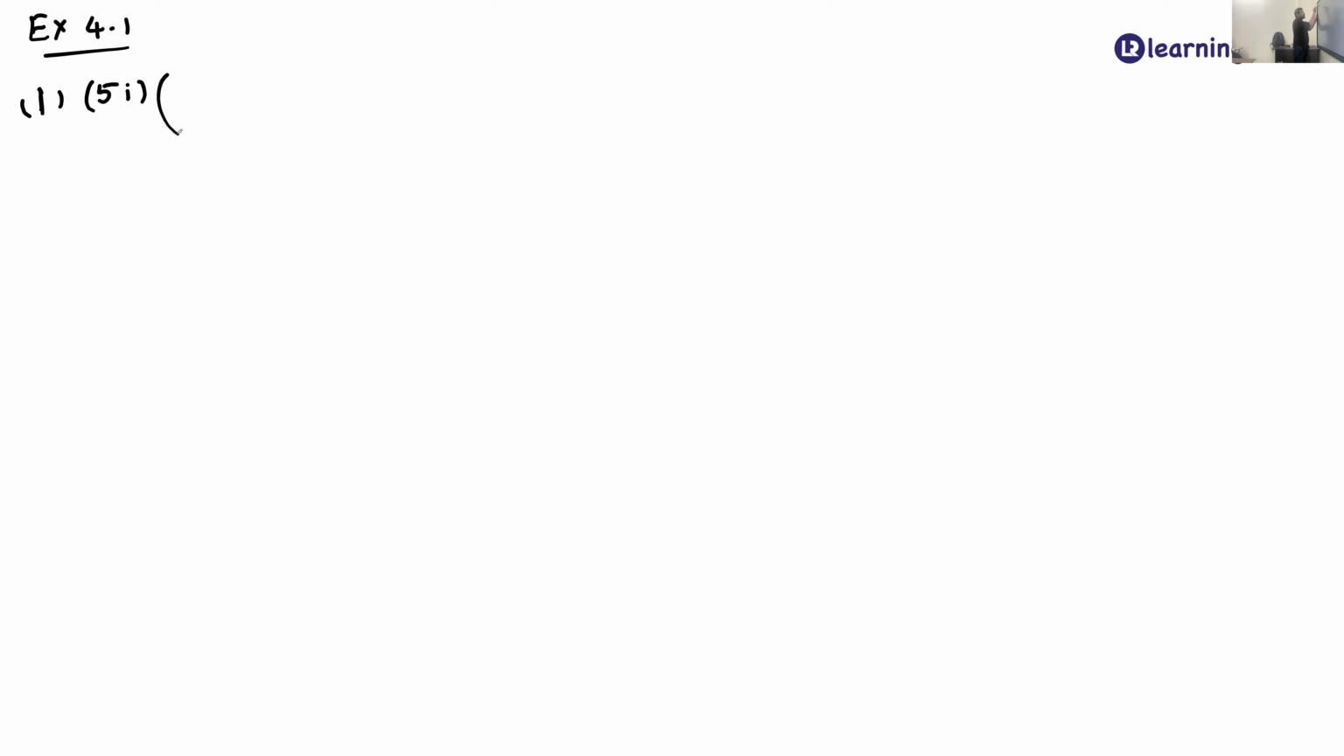5i minus 3 by 5i. So basically here 5 and 5 get cancelled. So this will be minus 3 into i, that is i square. So i square is minus 1, and minus of minus will give you plus. So how can you express this in the complex number form? You can write it as 3 plus i into 0.